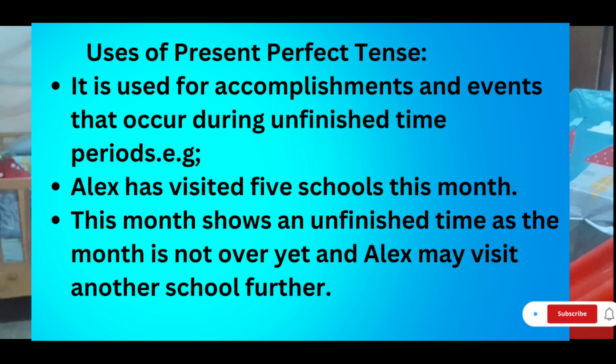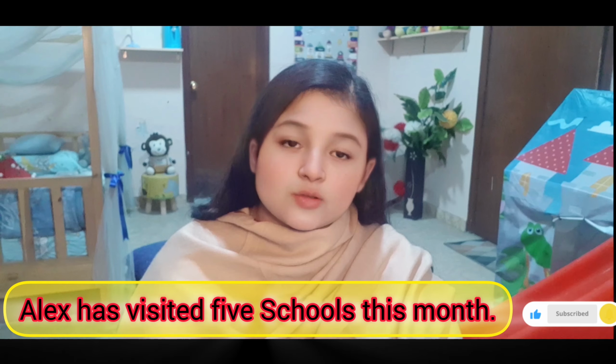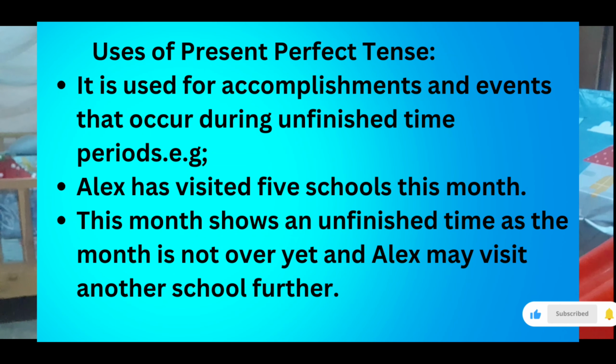Present perfect tense is used for accomplishments and events that have occurred during unfinished time periods. Focus on these words, unfinished time periods. For example, Alex has visited 5 schools this month. It means the act of visiting the schools is like an accomplishment for Alex, and he may visit more. It is an unfinished time period. The month is not over and Alex can visit a few more schools. It depends upon Alex.